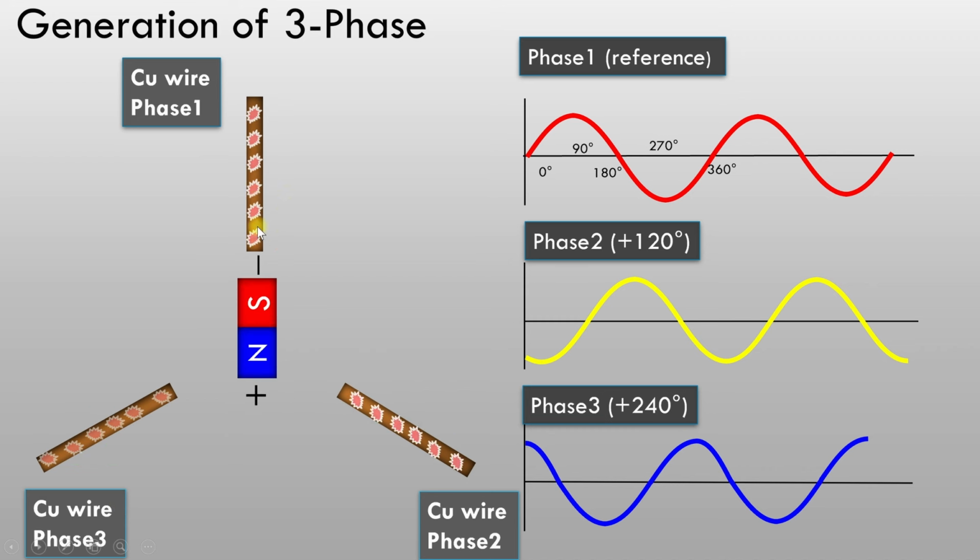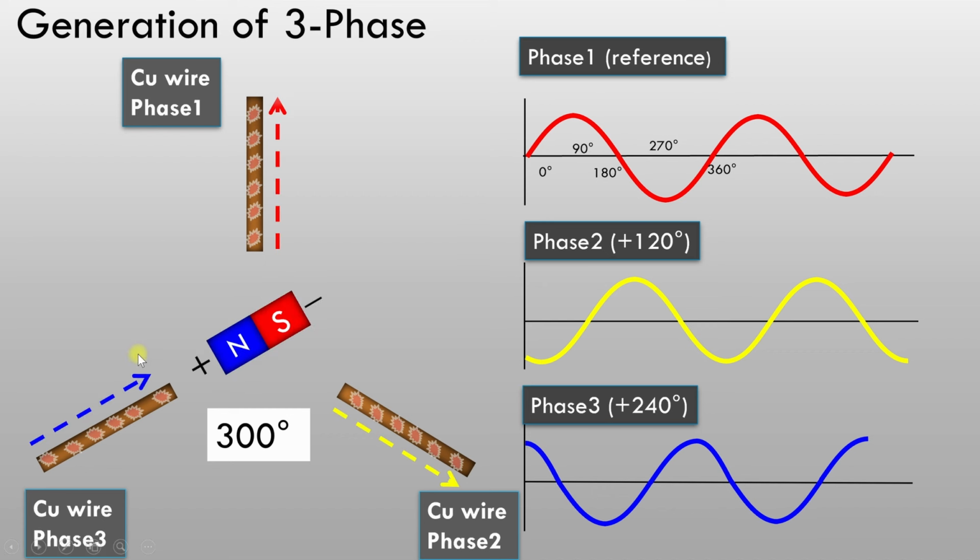Now we can see maximum number of electrons are flowing away from the south pole. This is the negative peak of phase 1. We'll rotate the magnet even further. Now the positive peak of phase 3 has come here.